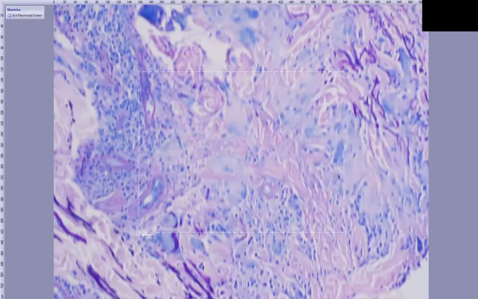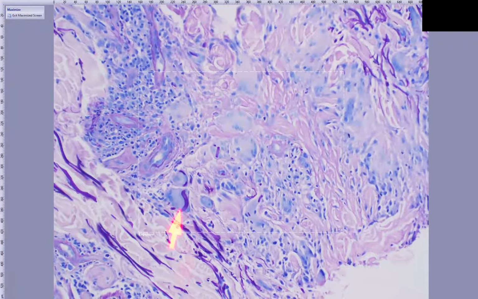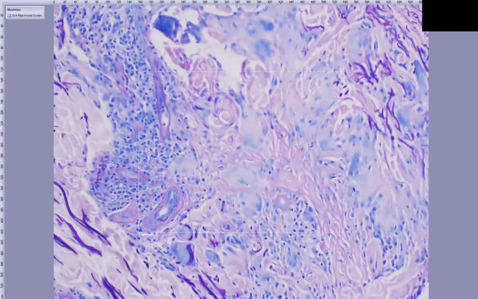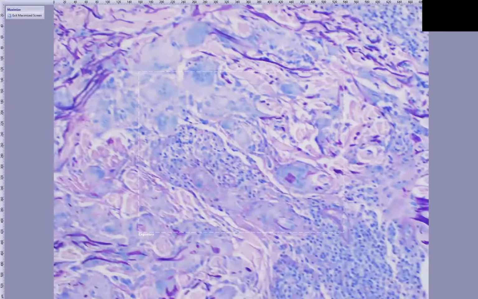elastic tissue fibers. And if you look at some of the multinucleated giant cells, you can actually see fragments of elastic tissue fibers in the cytoplasm of these giant cells. Okay, so this is a great example of an actinic granuloma of O'Brien.